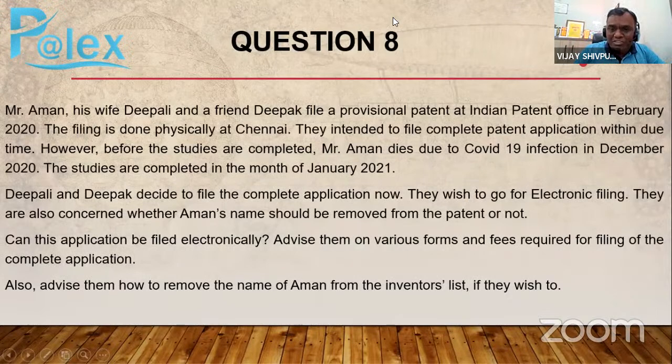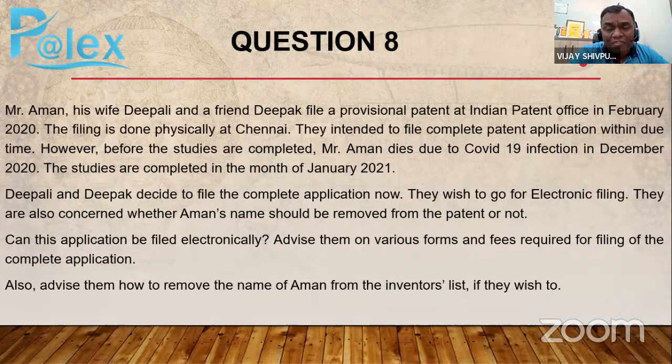The hypothetical questions, extremely sorry. Yeah. The last question for all of you is, we have Mr. Aman, Dipali, his wife, and a friend Deepak. They file a patent application physically in February 2020.